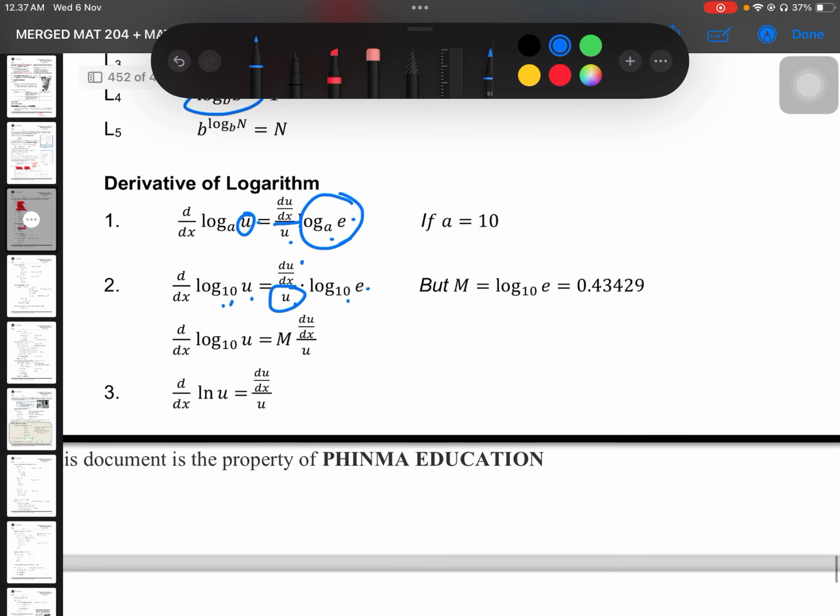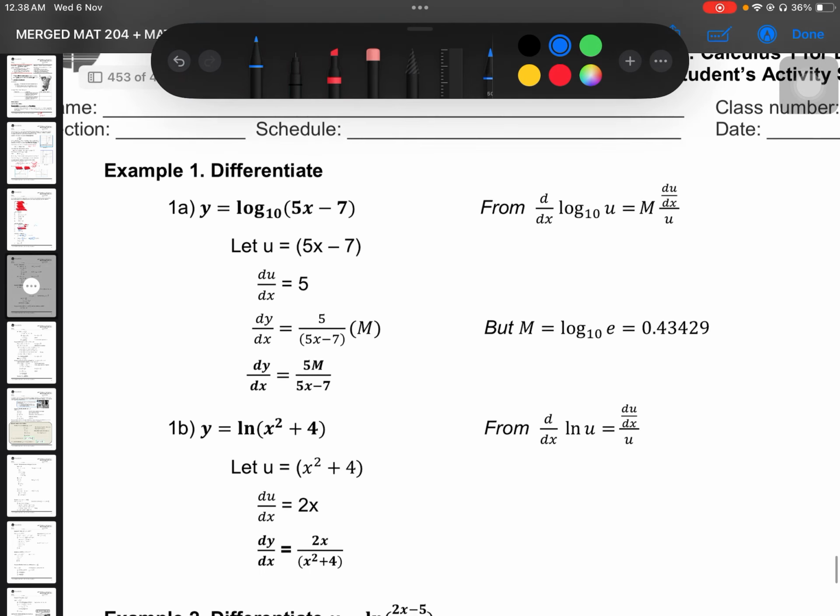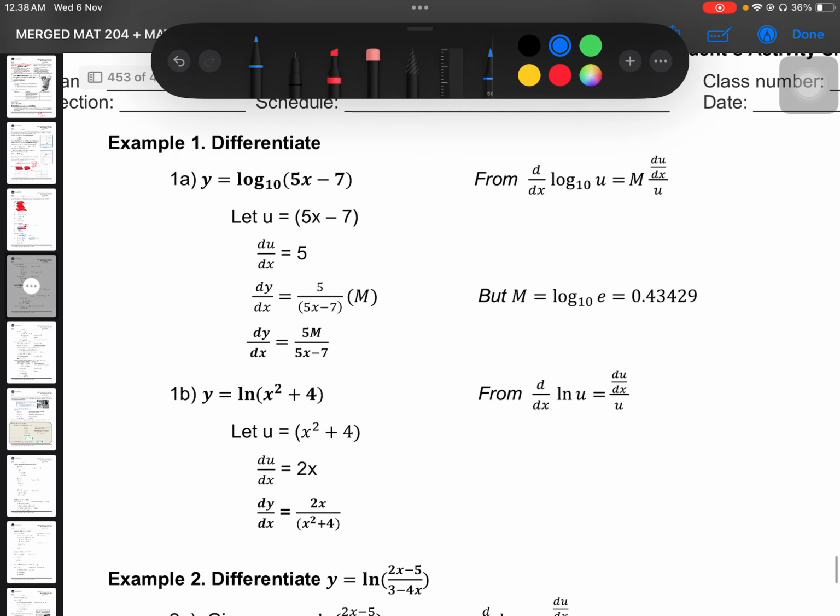Same pa rin dito. Kaya lang, take note that logarithm of e to the base 10 is equal to m. Okay? M. And that m is equal to 0.43429. Okay. So, pwedeng si m na isulat natin. But, ito pinakamadali if you are getting the derivative of ln u. Okay, pag kay ln u naman, you just get the derivative of u, then divide it by the u. Okay? So, para mas maintindihan natin, let us have an example.